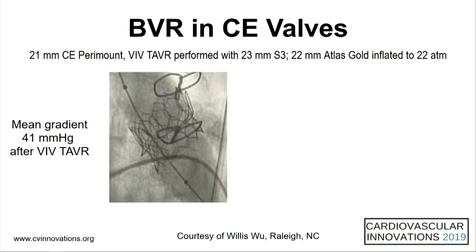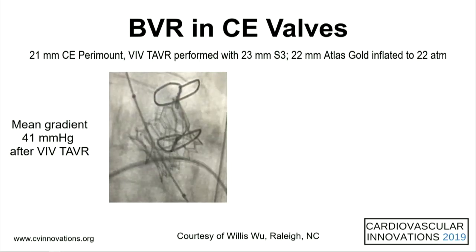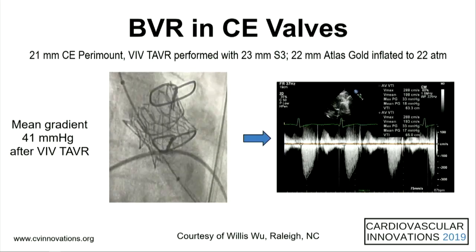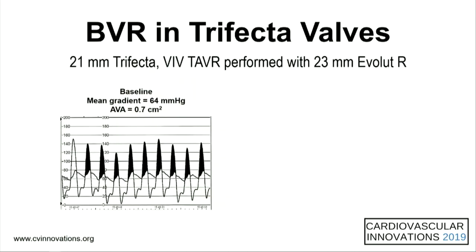You'll see the valve foreshorten as you would expect it to when it's fully deployed. And following that high pressure inflation, the mean gradient was down to 17 millimeters of mercury. So the older generation CE valves or Paramount valves can be stretched in that way. Trifecta valves are a little bit different.